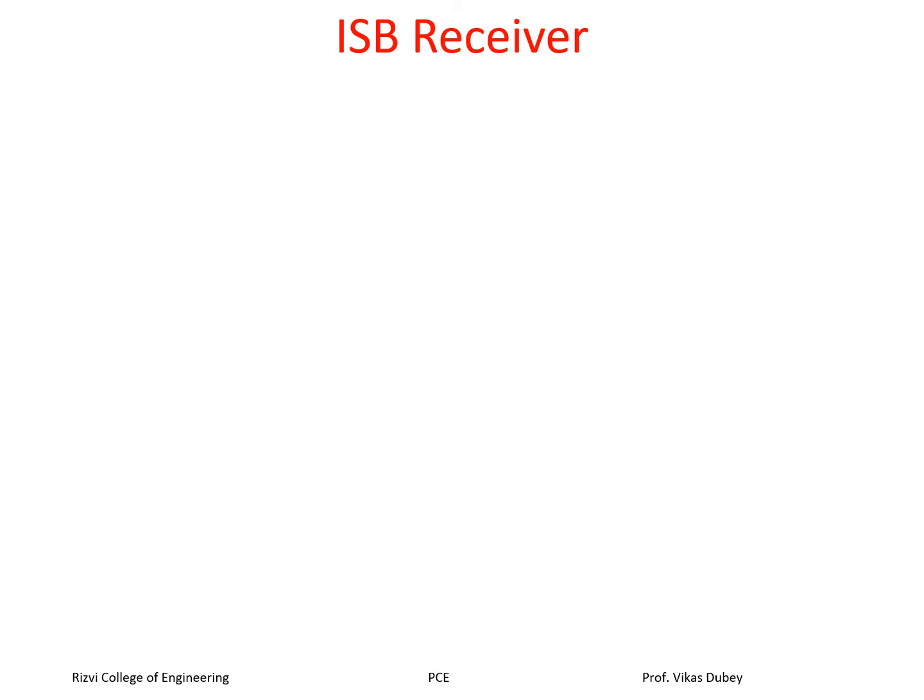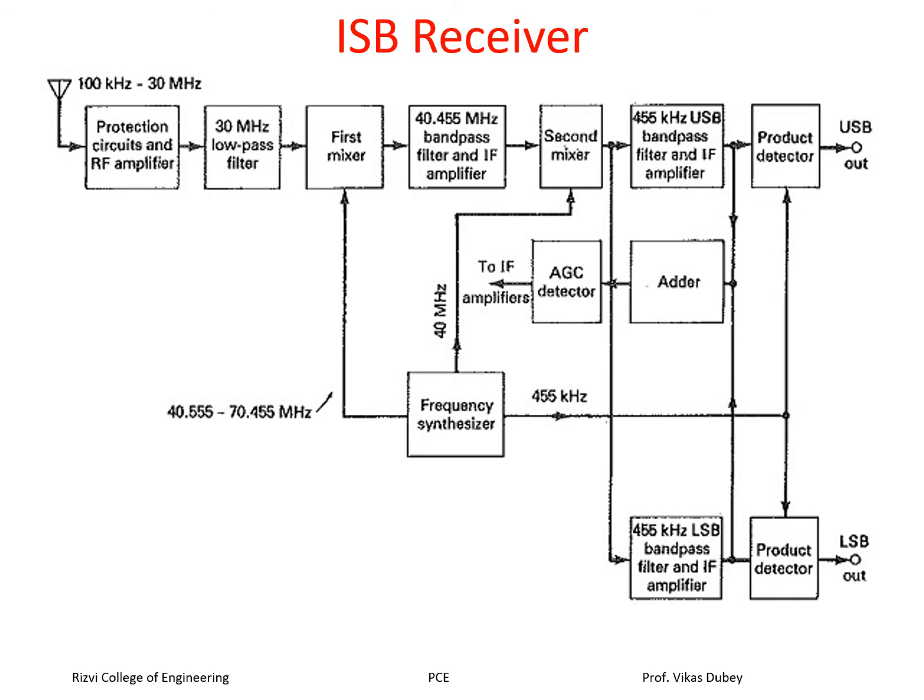Next we'll see the ISB receiver, which is the independent sideband receiver. This is a block diagram of an ISB receiver with a frequency synthesizer.